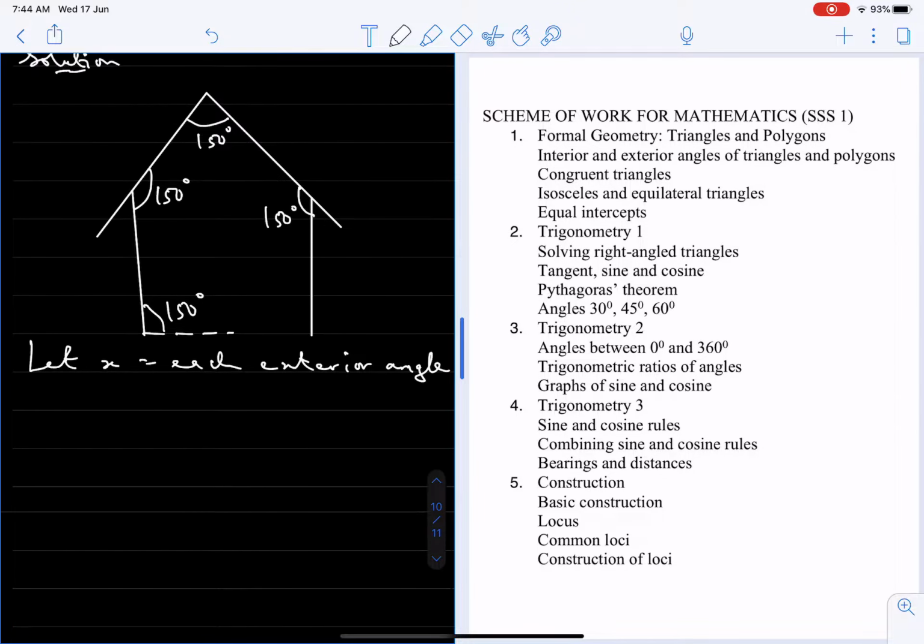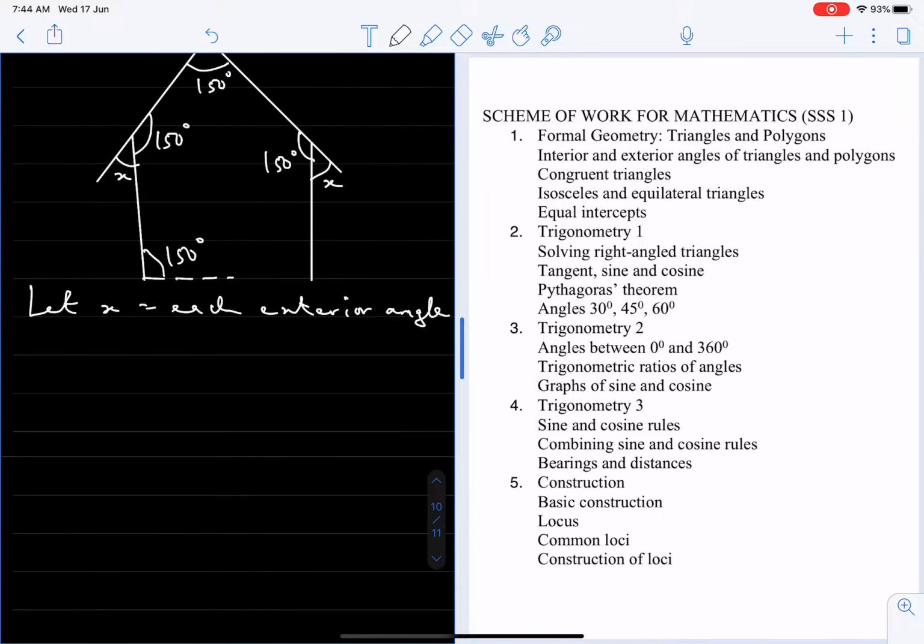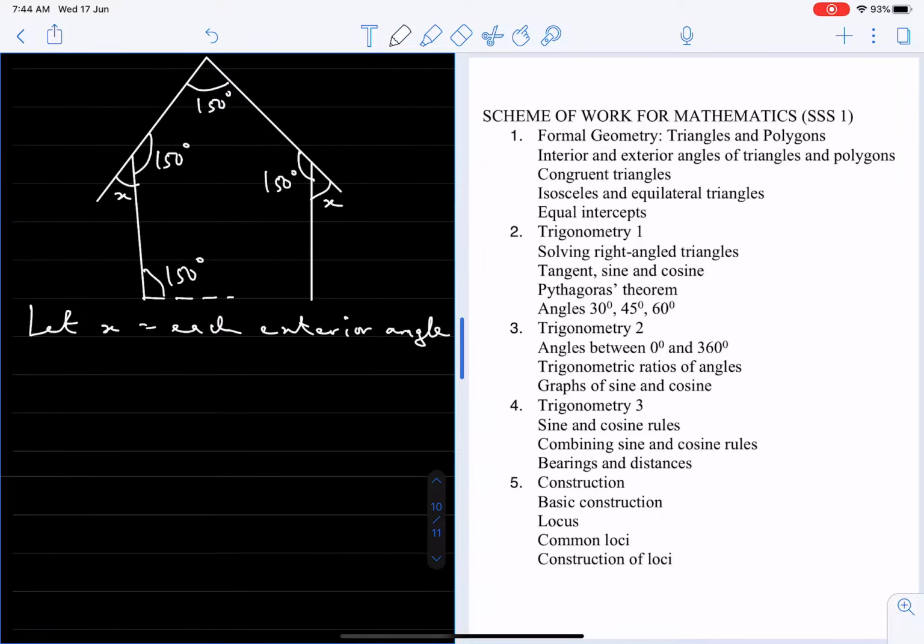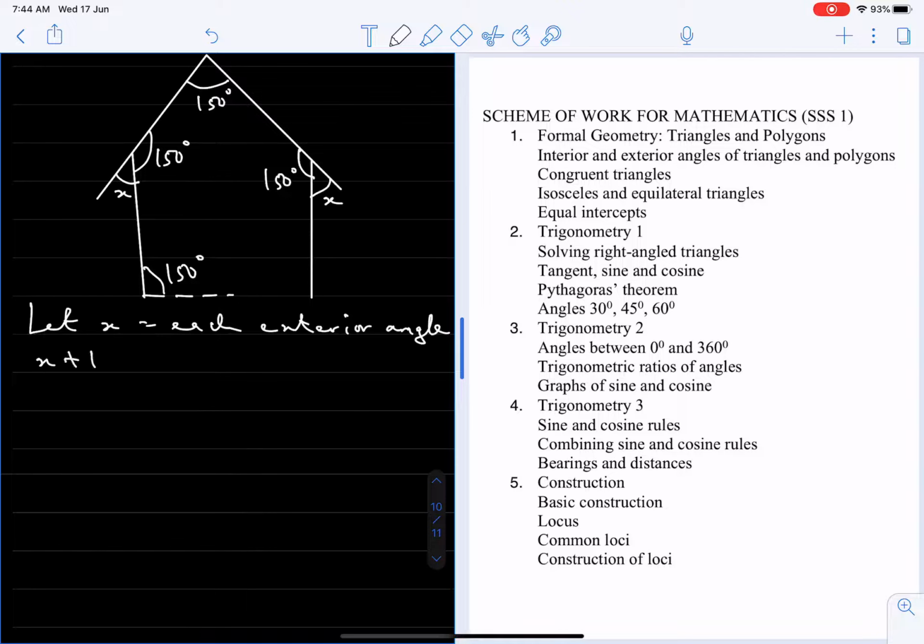If x is each exterior angle, that means this is x, this is x, this is also x. So what do we now do? We can say x plus 150 degrees equals 180 degrees. Angles on a straight line.